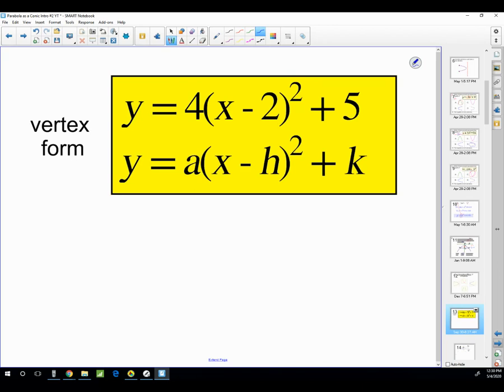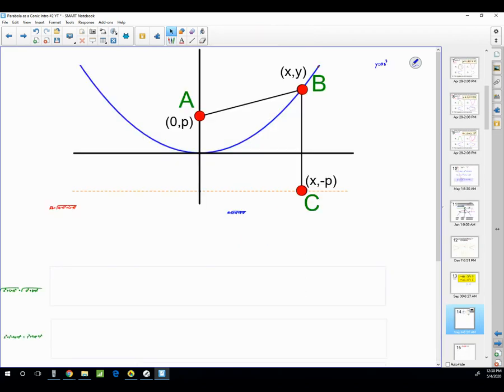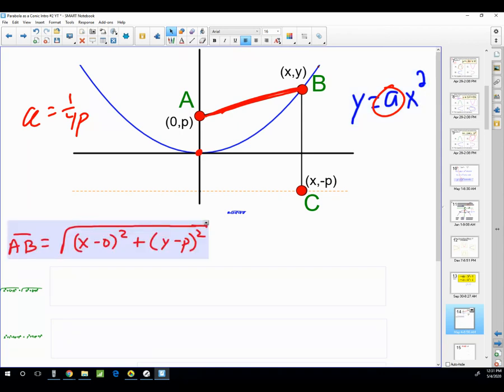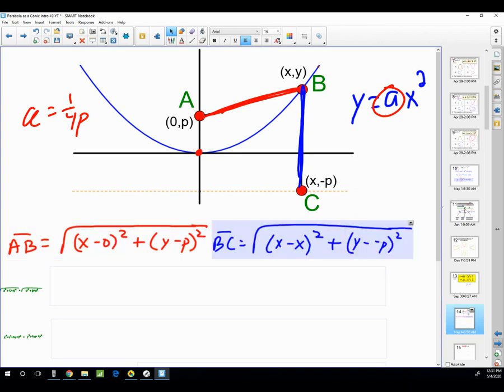There's old vertex form. You should recognize the vertex is 2, 5 with a lead coefficient of 4 and what all that stuff means. This is vertex form of this parabola because its vertex is the origin. And I want to show that a is equal to 1/4p. You might want to pause the video and look at all the particulars of this thing, but I want to go ahead and say that this red segment right here by the distance formula is that. And this blue segment right here by the distance formula is that. Again, you might want to study that.